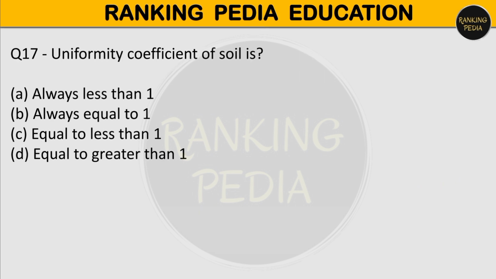Next question is, uniformity coefficient of soil is, your options are always less than 1, always equal to 1, equal to or less than 1, and option D is equal to or greater than 1. So uniformity coefficient of soil is equal to or greater than 1, that is option number D is correct.